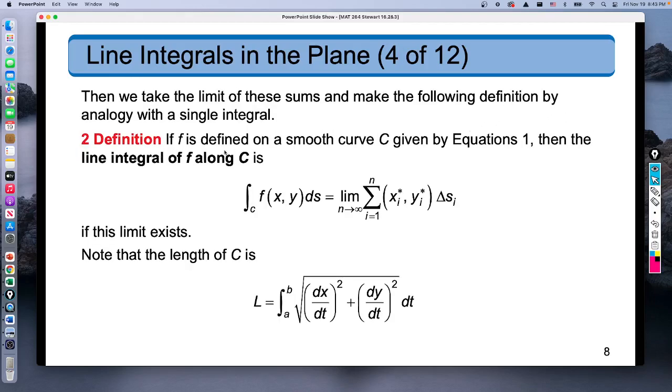Okay, so if f is on some smooth curve, then the integration is equal to this summation of these Riemann pieces as we let n go to infinity. So the size of each piece becomes smaller and smaller, which means there are more pieces. That's the smooth integration. And this occurs only if this limit exists. Of course, if the limit doesn't exist, then why are we talking about it?